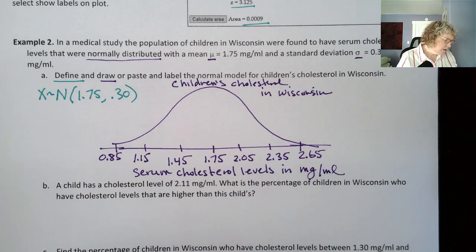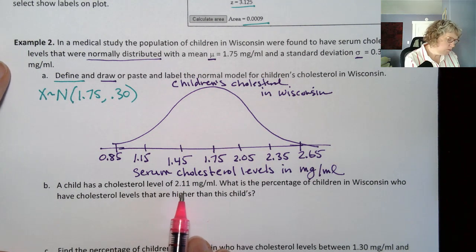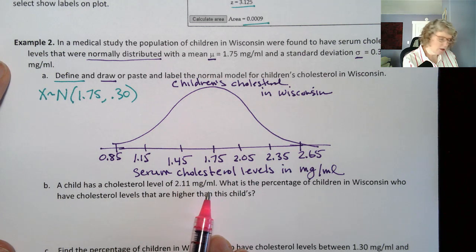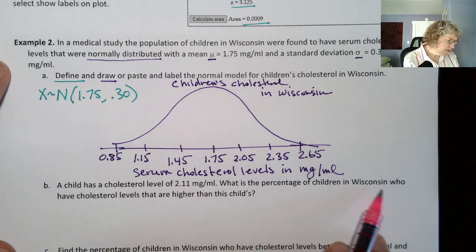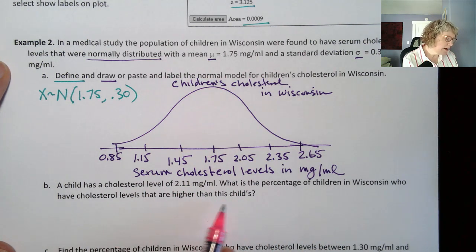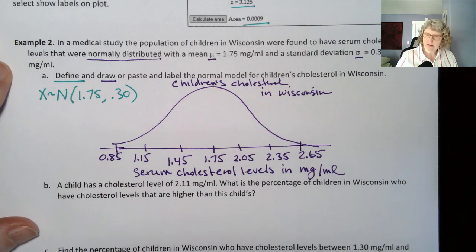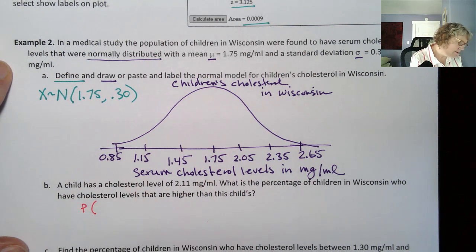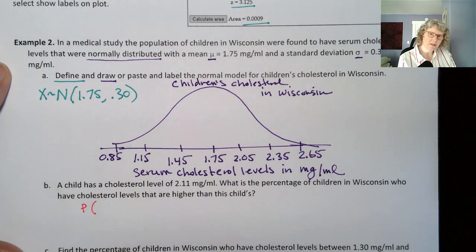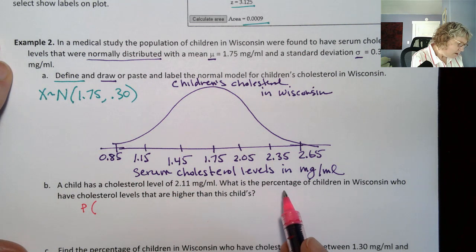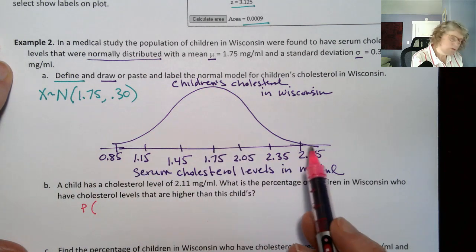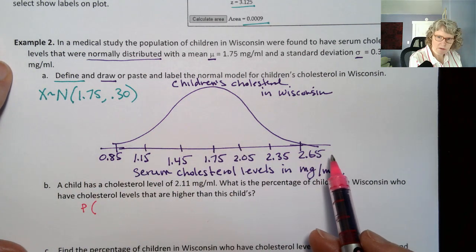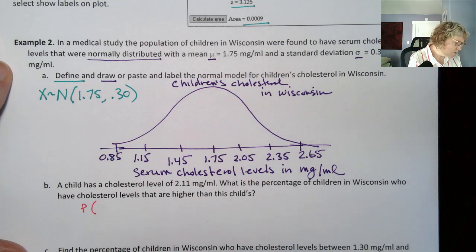A child has a cholesterol level of 2.11 milligrams per milliliter. What is the percentage of children in Wisconsin who have cholesterol levels that are higher than this child's? Okay, so I'm going to write a probability statement for that. Percentage, think percentage, probability, area, those are all referring to the same thing. Because this area under this normal model is equal to 1. That's the whole thing, the whole area.